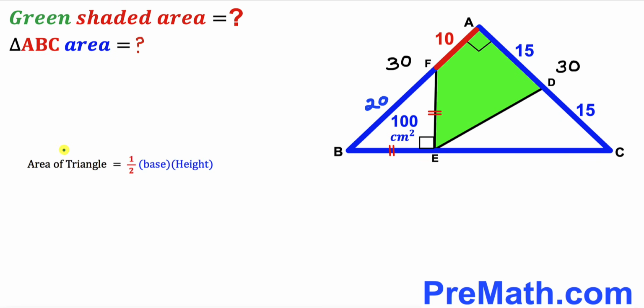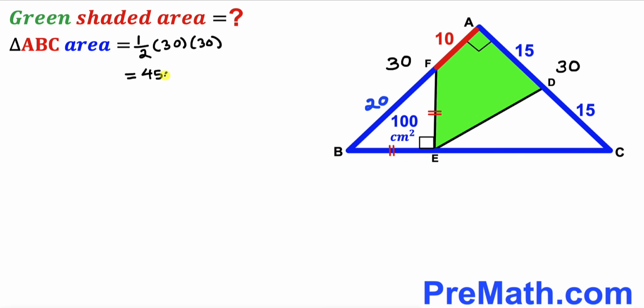Let's recall once again the area of a triangle formula. Area equals a half times base times the height of the triangle. In our case, our base is 30 and the height is 30 as well. So this triangle ABC area is going to be a half times 30 times 30 once again. If we multiply and simplify, that is going to give us 450.